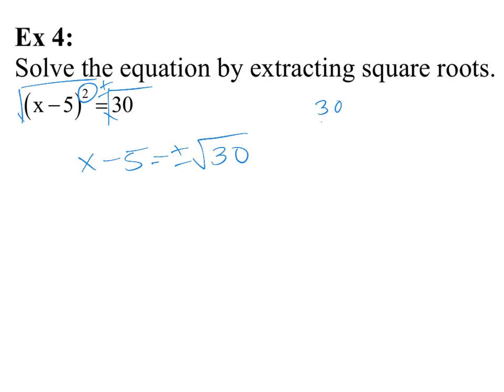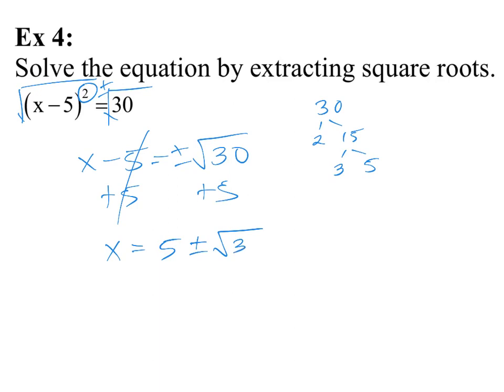I'm going to use a prime factor tree and break down 30 into its prime factors. And I don't have any pairs, so you cannot break down the square root of 30 anymore. You can't simplify it. So I'm just going to add 5 over. And typically the whole number comes first, and then the irrational number will come second. All right, and that's all there is to this problem. We're done. On to the next example.